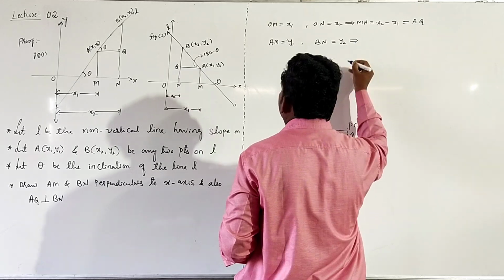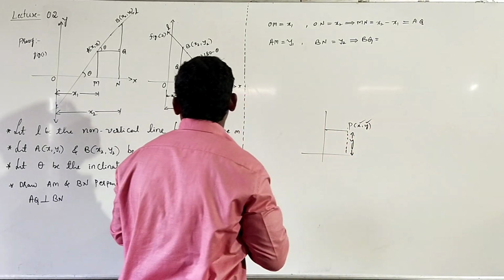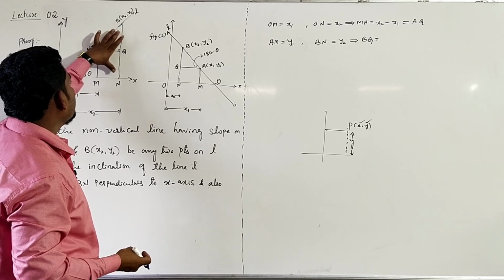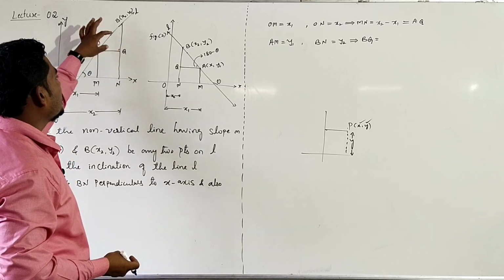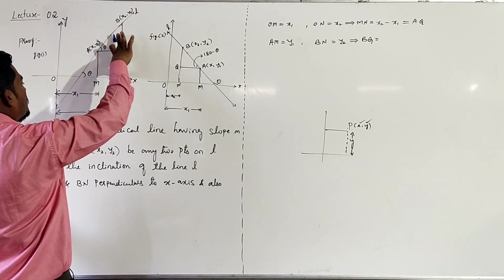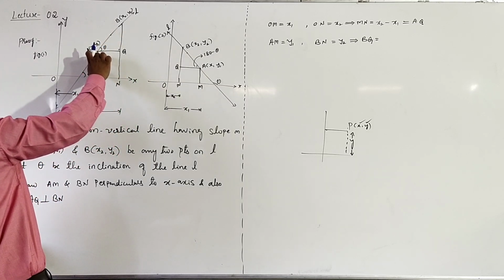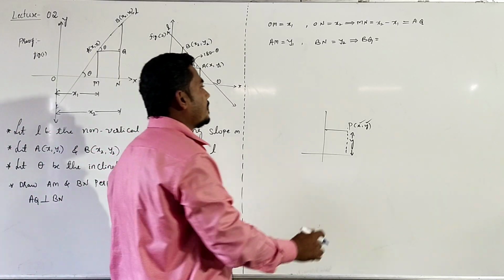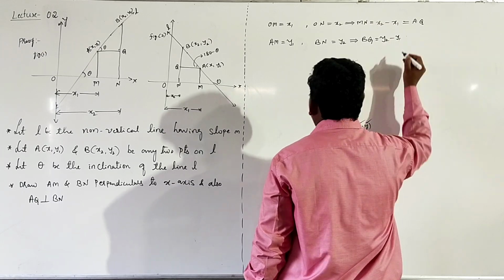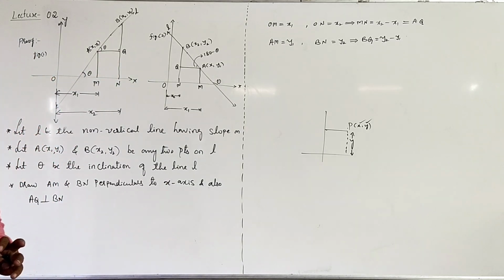which implies BQ is equal to, what is BQ? We need BQ. BQ is nothing but BN minus QN. BQ is nothing but BN minus QN. QN is the same as AM. AM is nothing but y1, which means BQ is y2 minus y1, right?